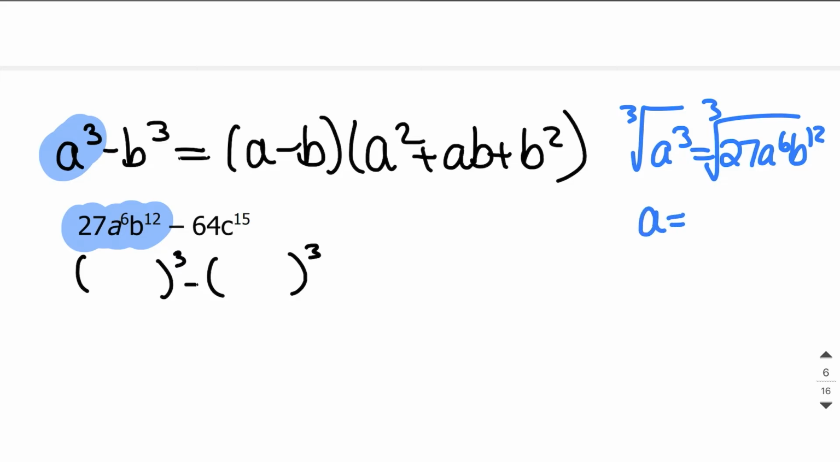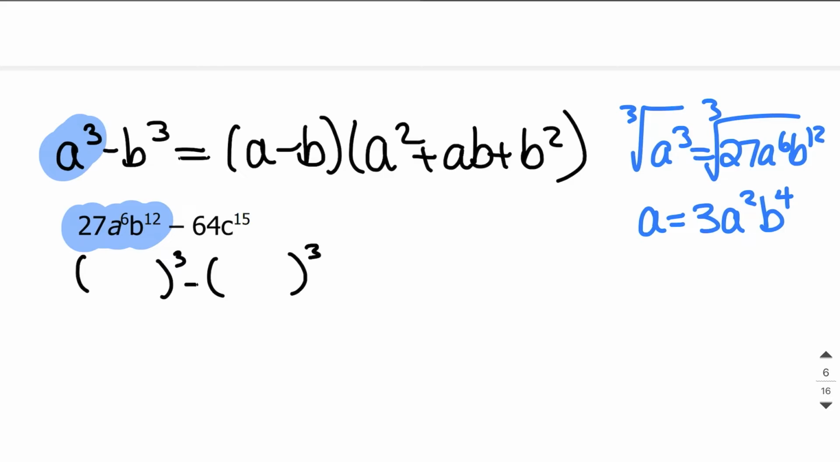So I end up getting a equals. The cube root of 27 is 3 because 3 times 3 times 3 is 27. Then I get a to the power of 2 because a to the power of 2 multiplied by itself 3 times gives me a to the power of 6. You can just divide this exponent by this root right here because this is always the denominator of your exponents. And then here I've got b to the power of 12. Just divide that 12 by 3.